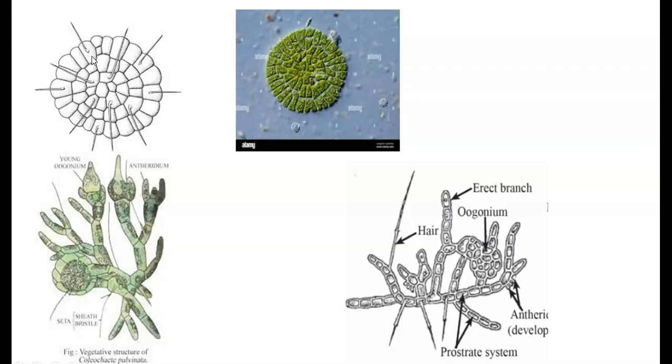Then there are 1 or maximum 2 pyrenoids within each chloroplast for the storage of starch. Then you can see that from the cytoplasm, some thread-like structures are coming to the outside. That is called cytoplasmic threads or setae. That you can see in the discoid thallus as well as in the heterotrichous thallus. So that is one thing you have to remember. So this is all about Coleochaete, the general account.